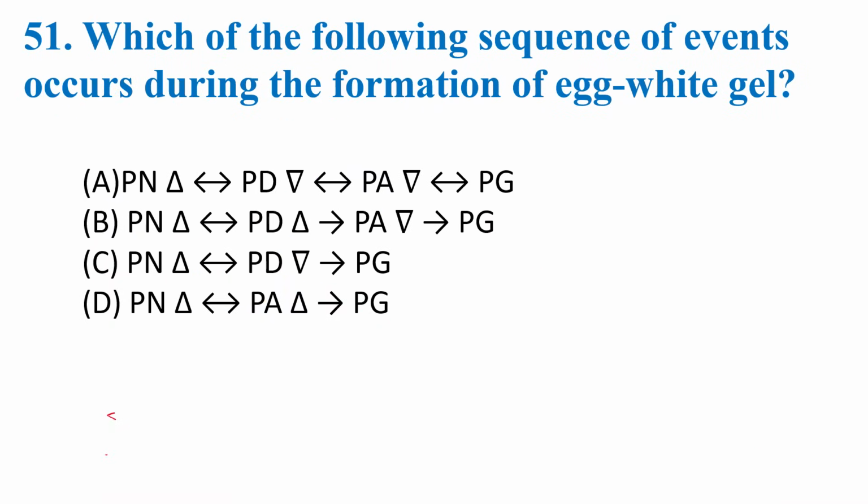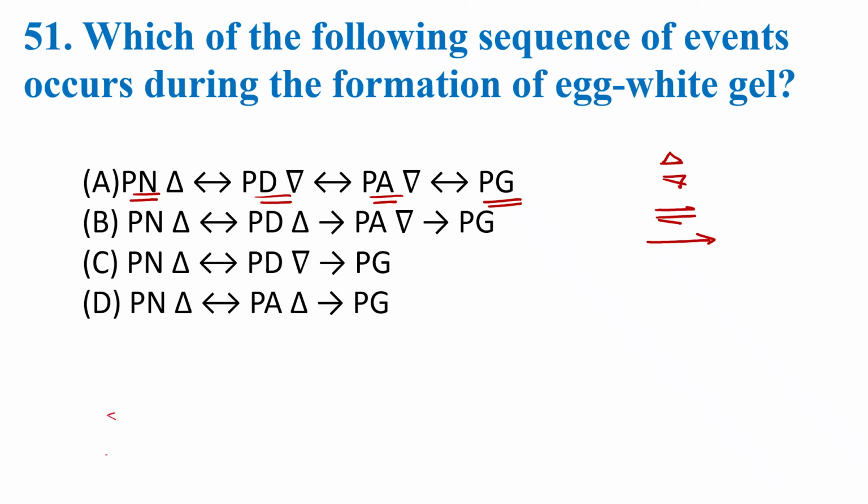Which of the following sequence of events occur during the formation of egg white? Here, Pn represents the native protein, Pd represents the denatured protein, Pa represents the aggregated protein, and Pg represents the protein gel. And this is the symbol for heating, and this is the symbol for cooling, and a reversible sign and a forward or irreversible sign are there in the options.